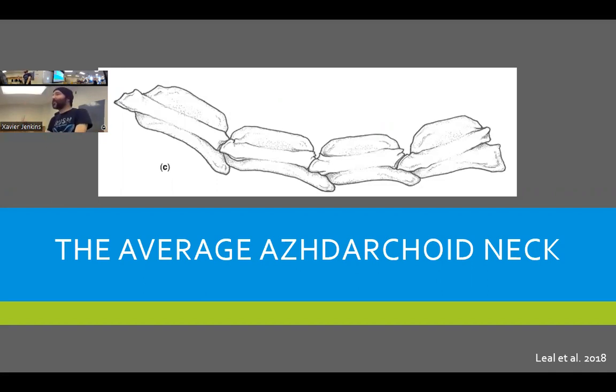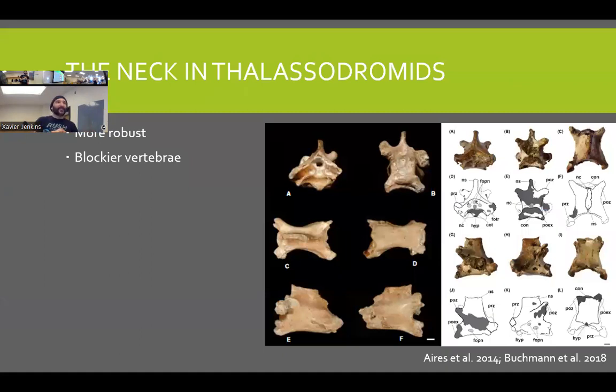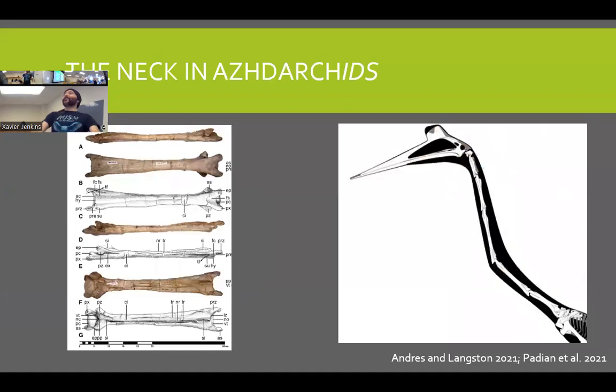Of course, there's variation. Thalassodromids, with big robust skulls and big head crests, have these shorter, more robust and blockier neck vertebrae. And Azhdarchids go in the completely opposite direction. Azhdarchids have really long necks, so the neck vertebrae are therefore also extremely elongate. The most elongate neck vertebrae are over 15 times as long as they are wide. That is insane. So here's what an Azhdarchid neck would have looked like if you put all the bones together.